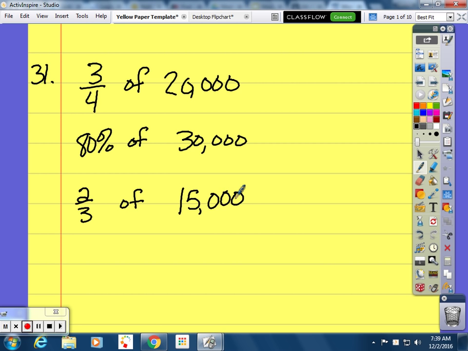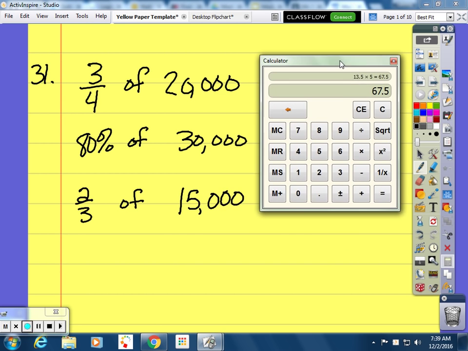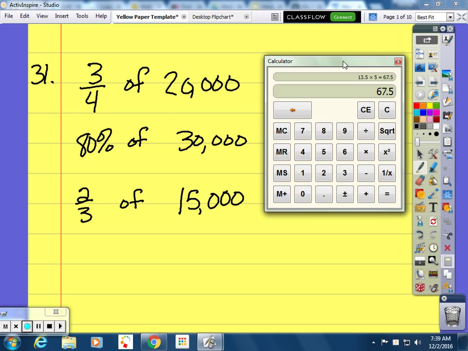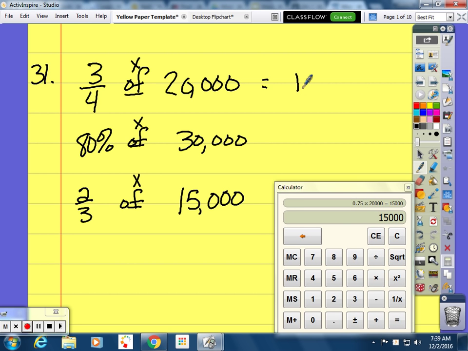So this is where I bring up my calculator. Now my calculator is not as fancy as yours. Yours, you would be able to, you know that of means multiply. So you'd just be able to punch this into your calculator and do 3/4 of, which is times 20,000, 80% times 30,000, and 2/3 times 15,000. I have to do 0.75 times 20,000. That gives me 15,000. So 15,000 voted yes.